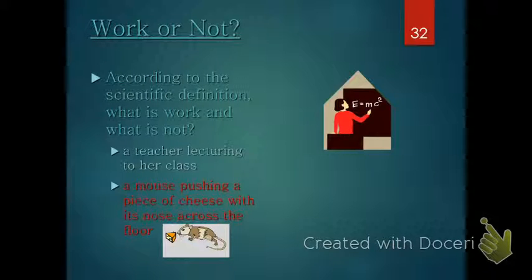Surprisingly, right? A teacher lecturing her class, not work. Okay, she's not moving, she's not pushing anything, she's not applying a force over a distance. It's not work. A mouse pushing a cheese with its nose, the mouse is applying a force, yes, and it's moving something through a distance. So yes, that is work. So the mouse is doing more work than me.